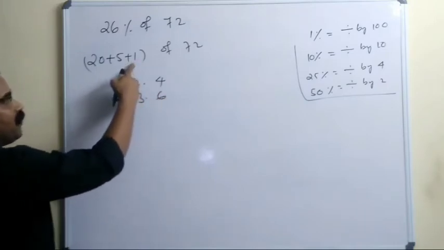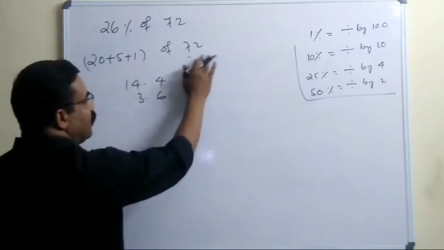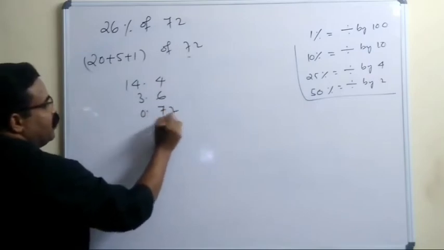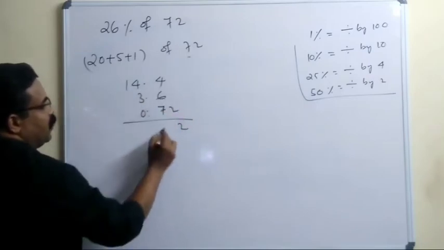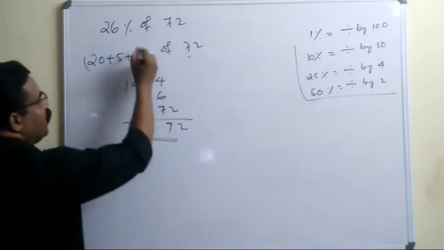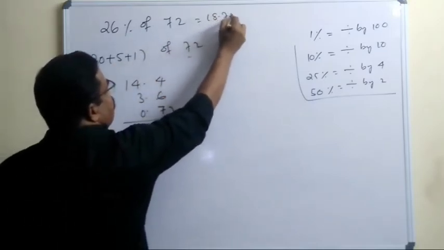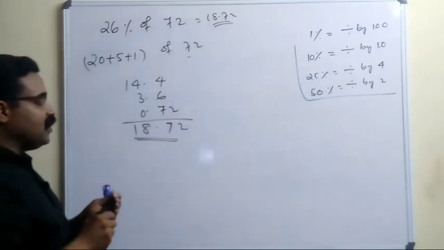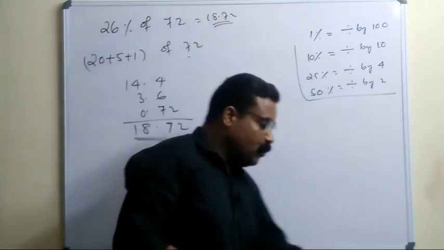And 1 percentage of any number, just divide that number by 100. So this will become 0.72. So what is the answer? 18.72 will be the answer of this. So by the splitting method you can easily find out the answers. One more question.